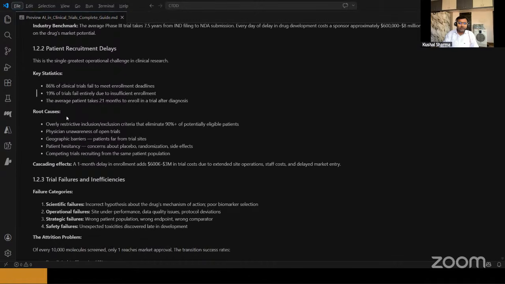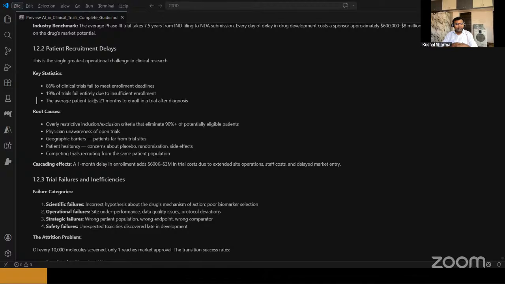What is the root cause of it? Over restrictive inclusion exclusion criteria that eliminate 90% of the potentially eligible patients. Physician unaware of the open trials, geographic barriers, patient far from the trial site, patient's hesitancy, that is another challenge. Then concerns about placebo, randomization, and side effects, and competing trials recruiting from the same patient population.